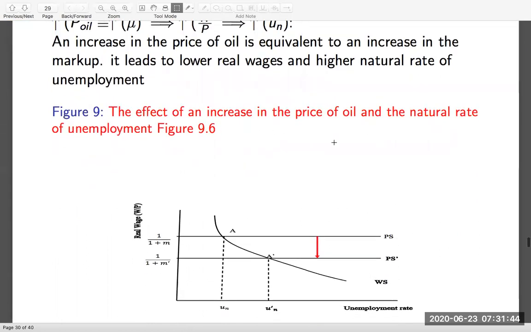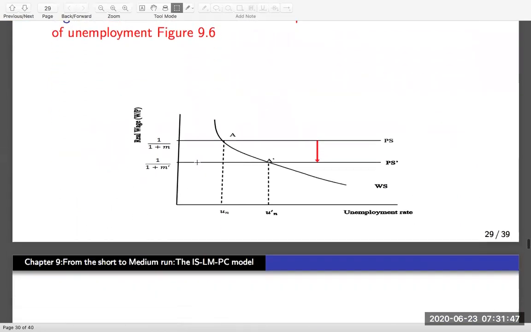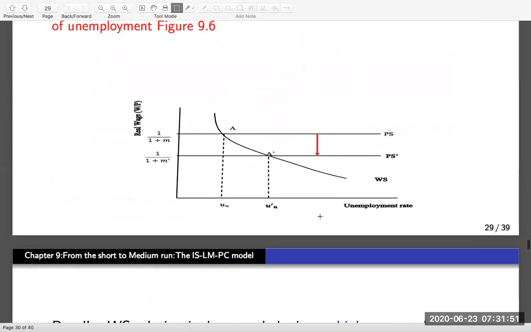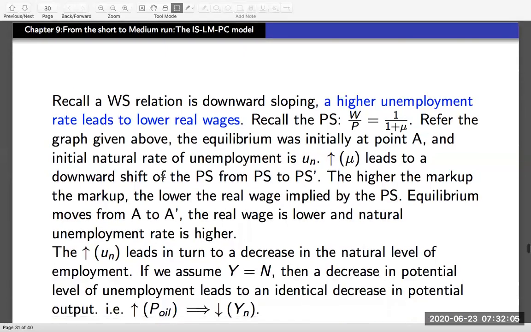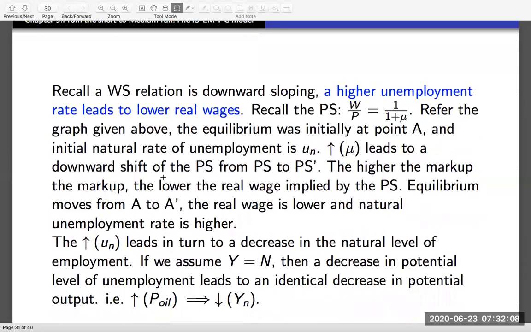So the effect of an increase in the price of oil, the graph looks like this. Of course, your price setting will shift down, and then your natural rate of unemployment will increase. Recall the wage setting relation is downward sloping. Higher unemployment leads to lower real wages. So at equilibrium, we have that your real wage is 1 over (1 plus the markup). Refer to the graph given above. The equilibrium was initially at point A, and the initial natural rate of unemployment was UN. If you increase the markup, it leads to a downward shift of the PS from PS to PS'.